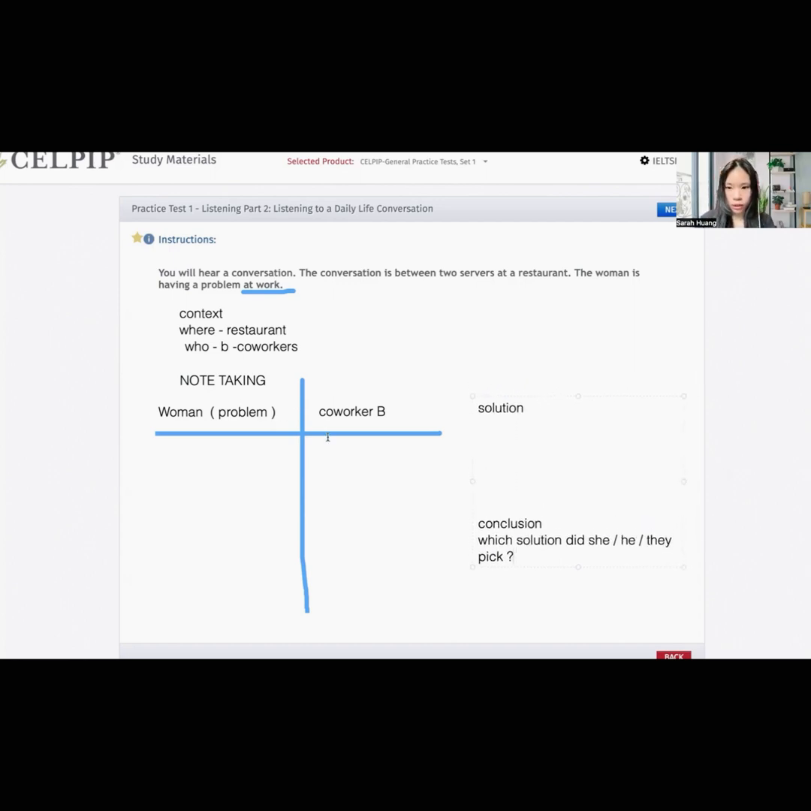And we also want to listen for inference. Feelings. How does a woman feel? And how does the coworker feel? Feelings. So we know the woman is having a problem. So what would the coworker recommend? So we know, okay, so the other person is going to give her her recommendation. Yeah. So reading the instructions is helpful for you.